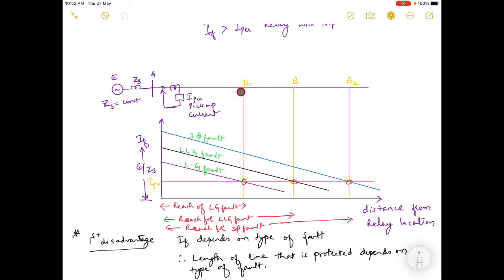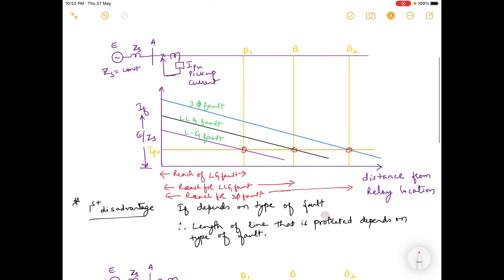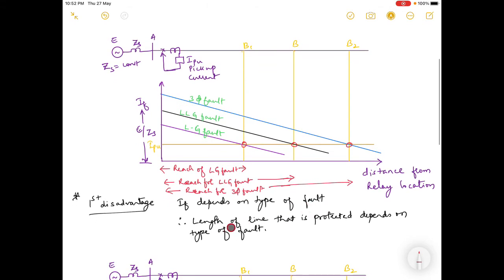So what is the understanding from this, the inference, the conclusion? It is that IF depends on the type of fault. The fault current here is not constant, it is dependent on different types of faults. Therefore the length of the line that is protected depends on the type of the fault. So the length is not fixed here, it depends on types of faults. But you want the protection to be up to a particular zone, correct?